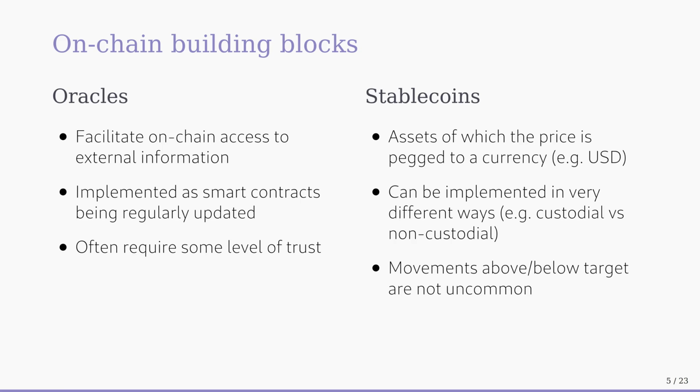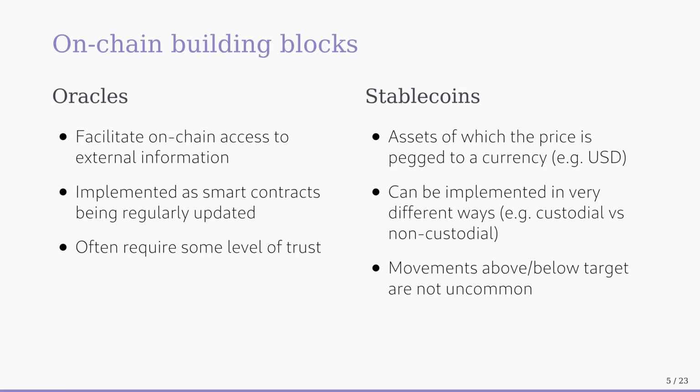The first one is oracles. Oracles are typically there to facilitate on-chain access to some external information. One of the most common types of oracle are price oracles, which contain information about prices, such as, for example, the price of the dollar compared to some other currency, or the price of Ethereum, and so on. These are smart contracts that are typically updated on a regular basis. And very often they require some level of trust. There's a lot of work to try to decrease the level of trust required, but it's a bit out of scope of this presentation, so I will skip over this.